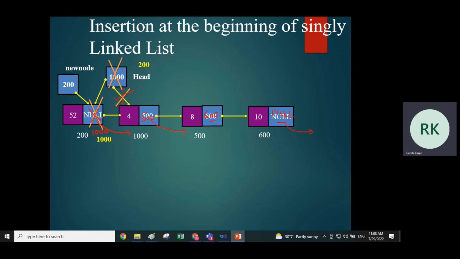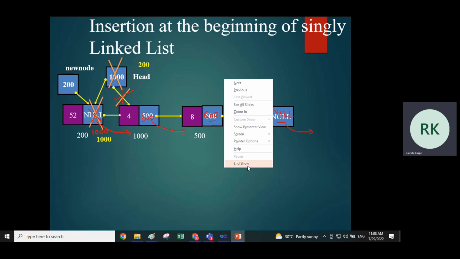So this is how we insert a node at the beginning of a singly linked list. So I hope this is clear.